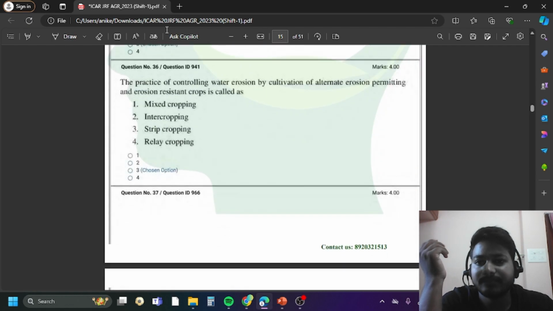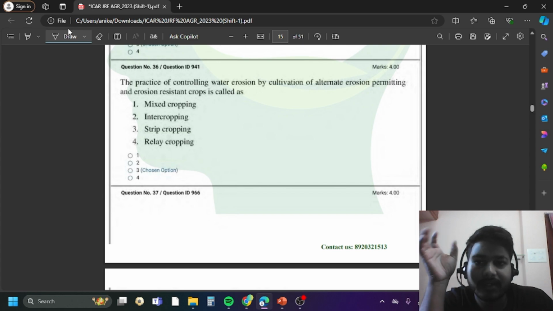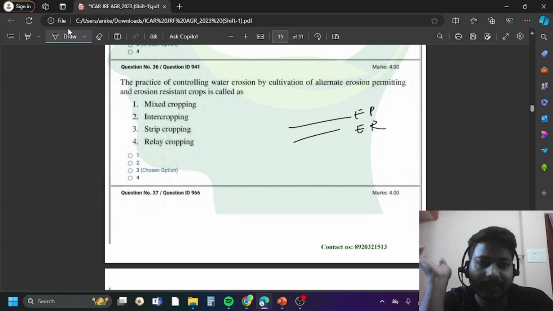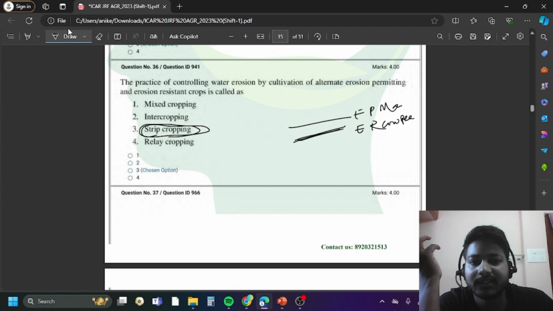Okay, very easy. Next is the practice of controlling water erosion by cultivation of alternate erosion permitting and erosion resistant crops is called as. So this is one type of cultivation practice where we reduce water erosion by practicing one row of erosion permitting and one row of erosion resisting crop. For example, erosion permitting is maize and erosion resisting is cowpea. This type of cultivation practice is called strip cropping.